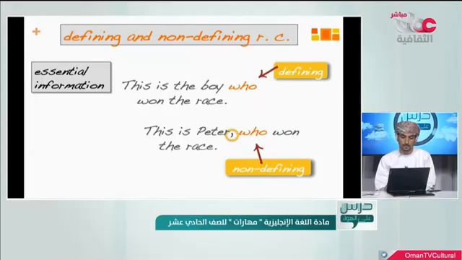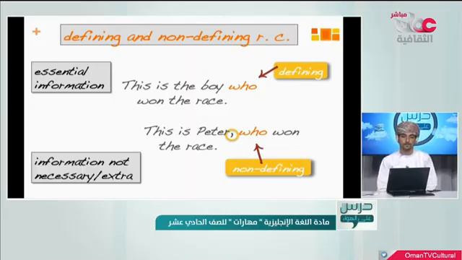Second example, this is Peter who won the race. Now the moment I say this is Peter, Peter is already clearly identified, so the information in my relative clause is not necessary. Non-defining relative clauses are so-called extra information sentences. This is Peter who won the race. Essential information in the defining relative clause, extra information in the non-defining relative clause.